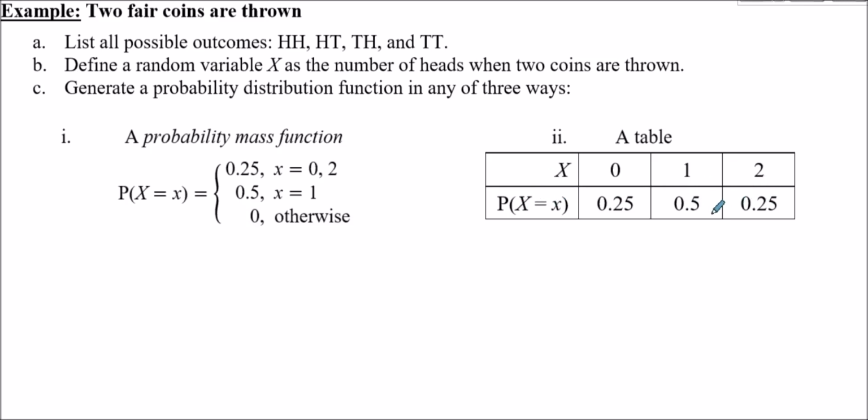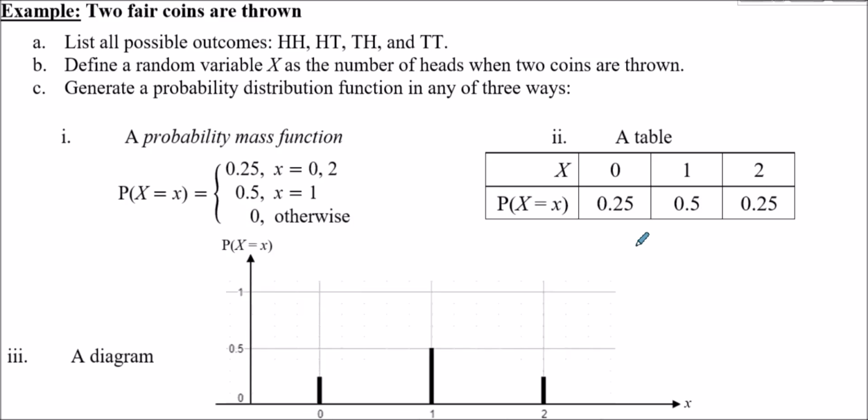A third way, which is much less common, is we could do it as a diagram. So a diagram might look something like this for us. Here we've got what x can be, 0, 1, and 2. And the vertical scale, the probability that x is equal to little x, just represents the probability that our random variable is either 0 heads, 1 head, or 2 heads.